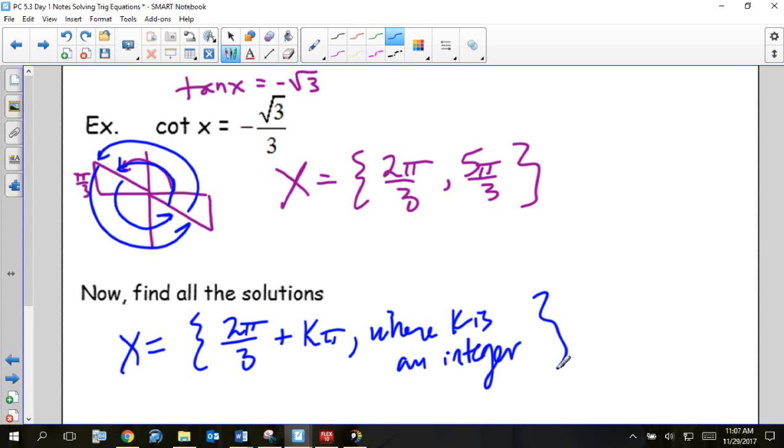So just make sure you look at directions. If the directions say go between 0 and 2 pi, then we do what we've normally done. If it says do all the solutions, and it doesn't give you any restriction, then that's when you would write these Ks.